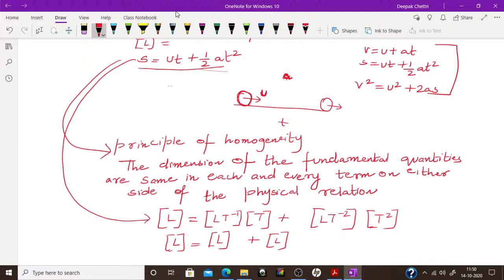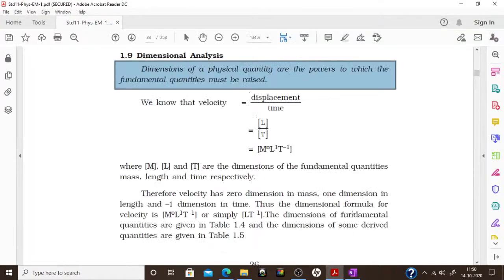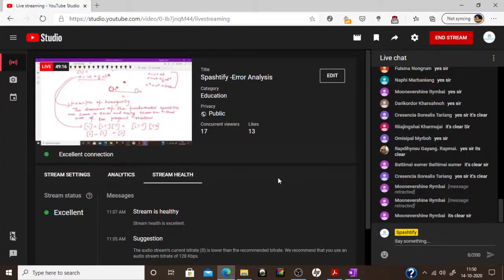Suppose instead of square this was cube, then you would get a cube here and an extra t here. In that case this formula would have been wrong. It will only be correct if all the dimensions are the same, and this is your principle of homogeneity. Is it clear? Yes or no?